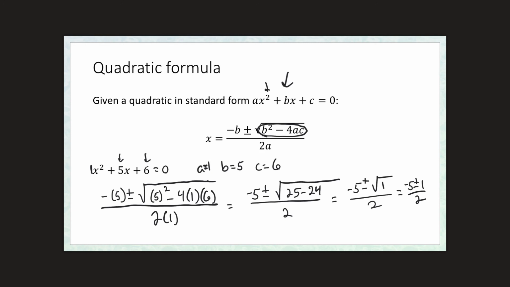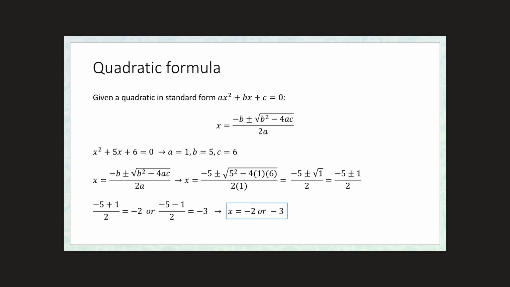So negative 5 plus 1 over 2 is negative 4 over 2, which is negative 2, or negative 5 minus 1 over 2. Negative 5 minus 1 is negative 6. Negative 6 divided by 2 is negative 3. Our 2 solutions are negative 3 and negative 2. That's great. Now let's try one that does not have real number solutions.